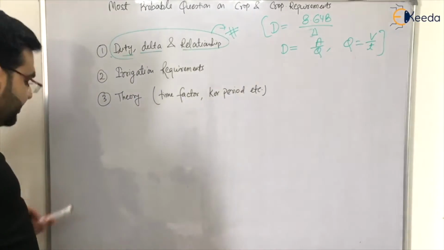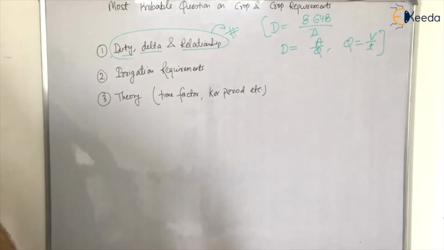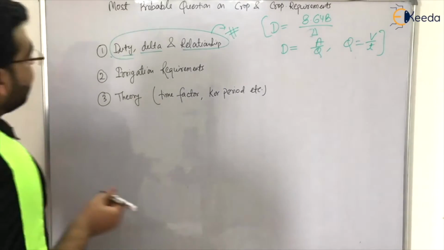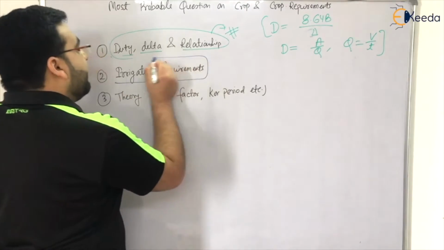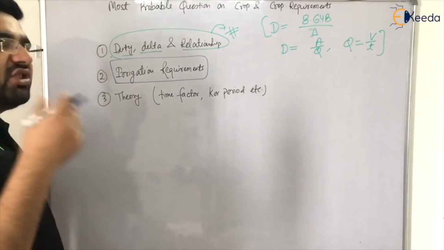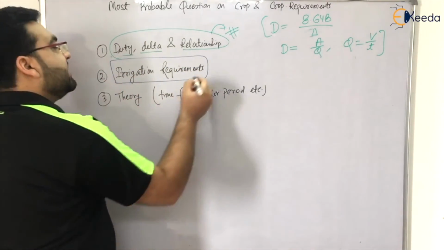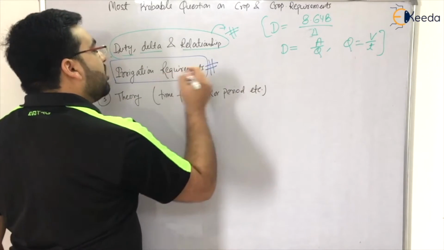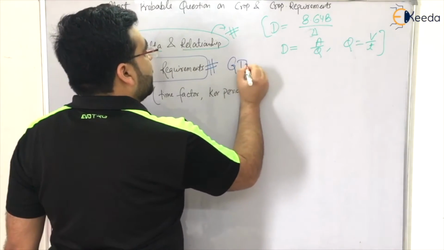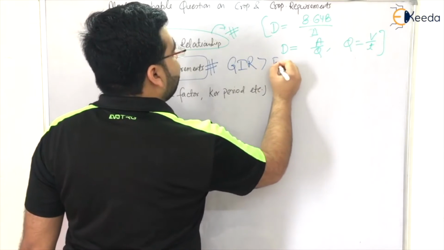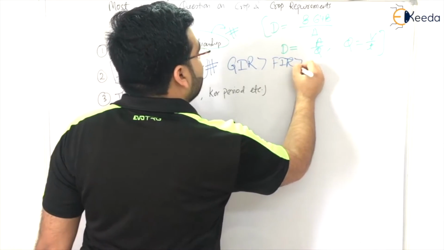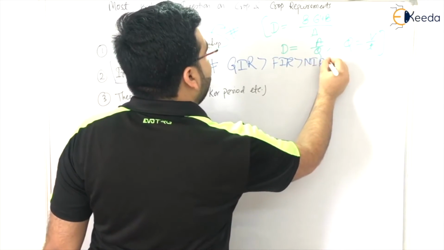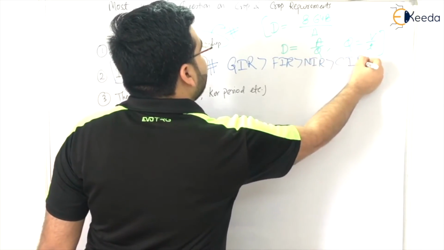The next important topic which I feel is the irrigation requirements. This topic is still almost untouched, right? So what I feel is that this still remains a very important topic. So you must know about the gross irrigation requirement, the field irrigation requirement, the net irrigation requirement, and then you have the consumptive irrigation requirement.